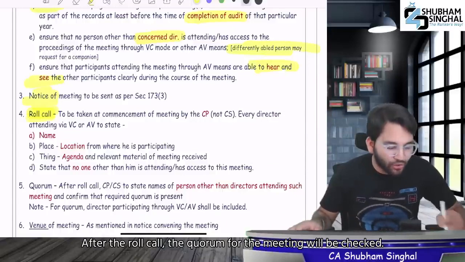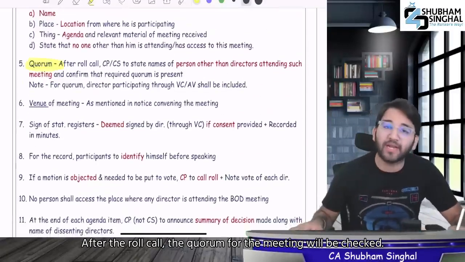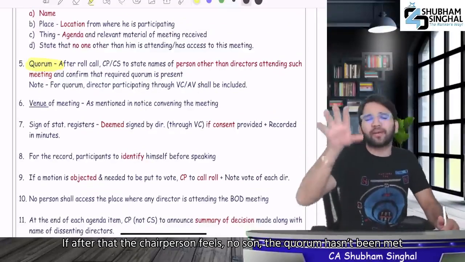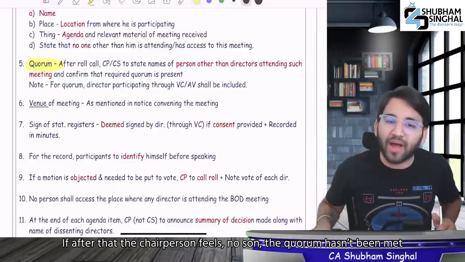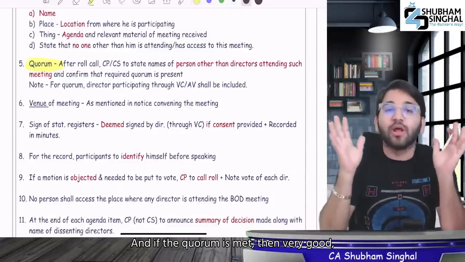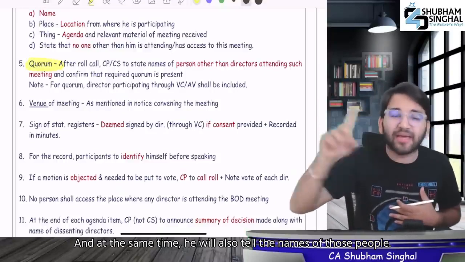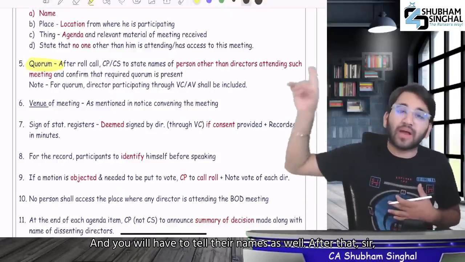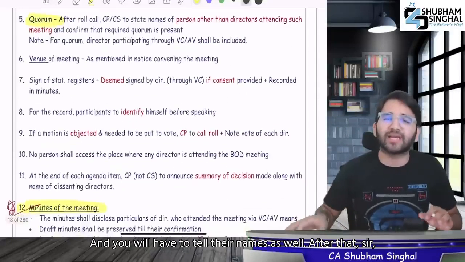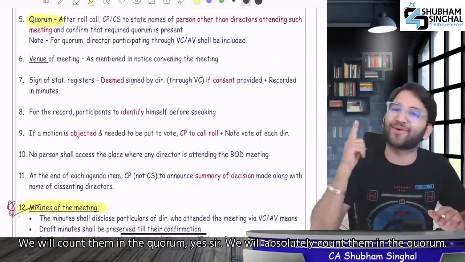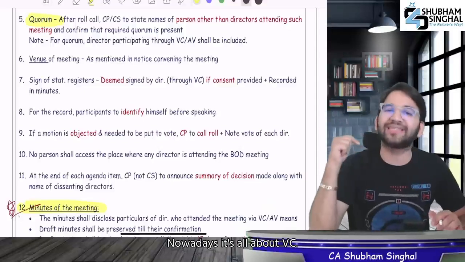You'll have to tell. After the roll call, the quorum for the meeting will be checked. Chairperson will see whether quorum for meeting is done. What else? If chairperson feels no, the quorum is not completed, then if quorum is done, then very good. Chairperson will declare that the quorum is met. At same time, he will also tell names of people, those not attending the meeting, and you will have to tell their names as well. After that, if director is on video conferencing, we will count them in the quorum. We will count them.